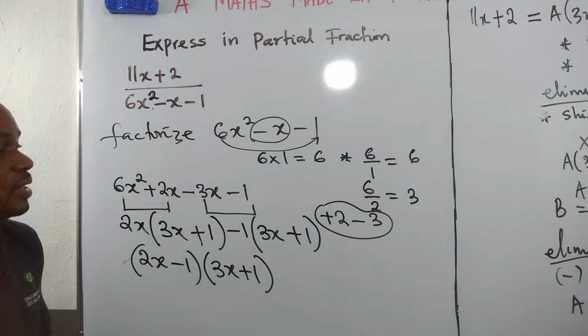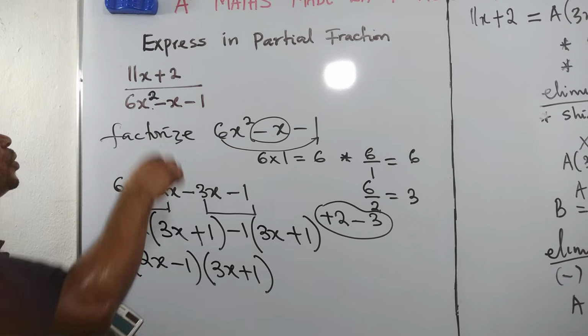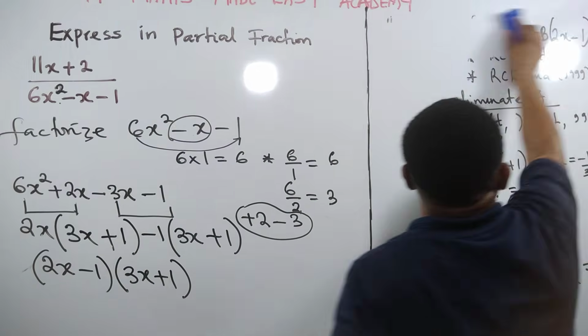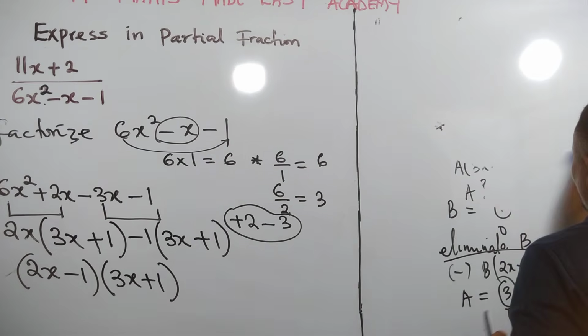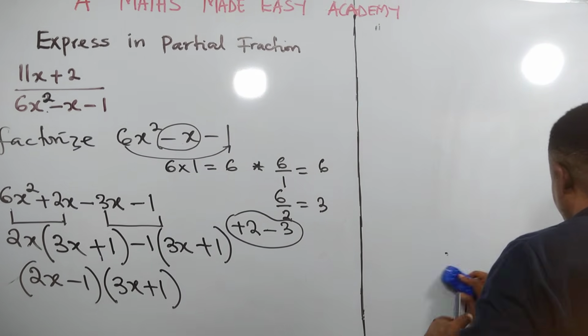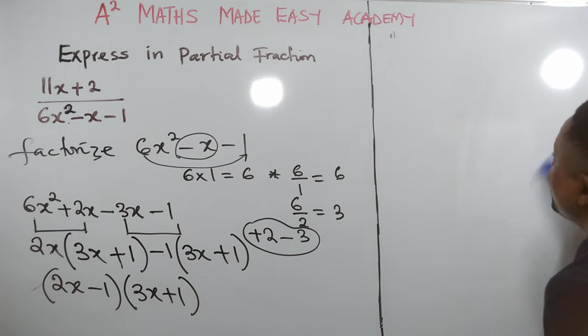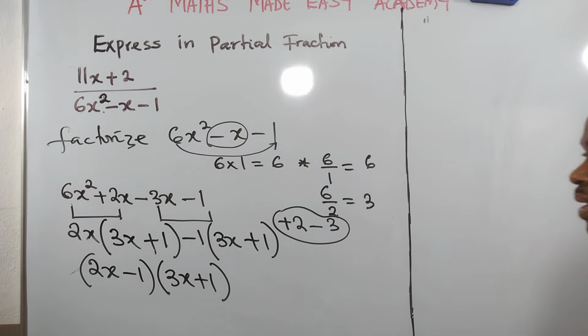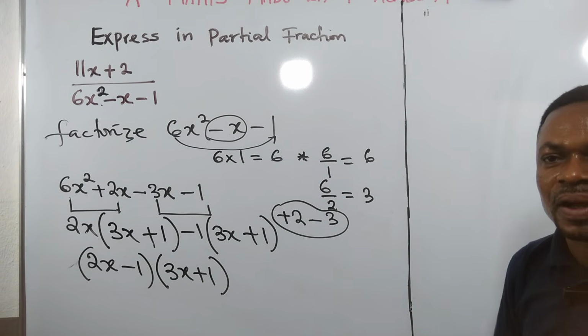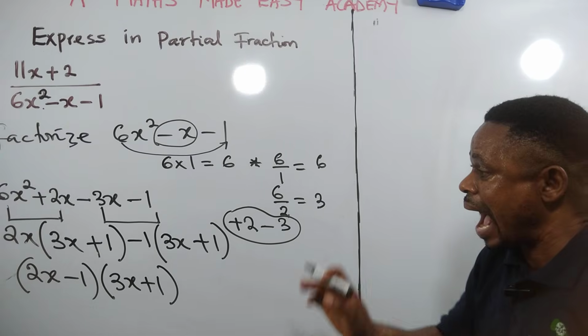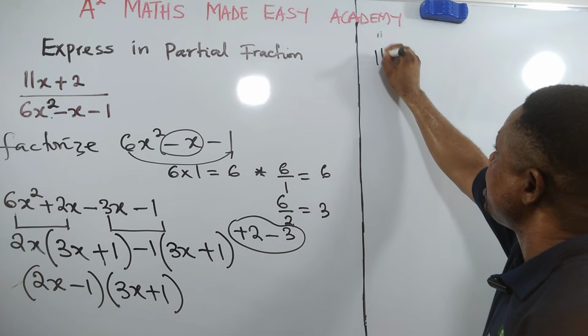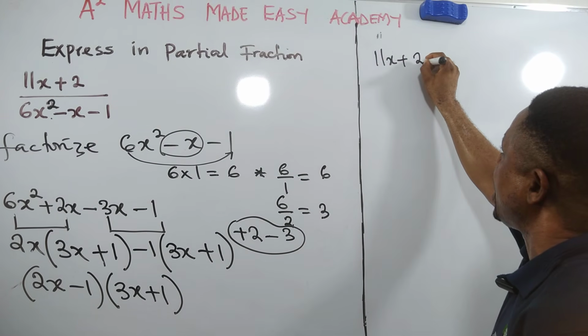Now if that is satisfiable, what else can we do? I want you to observe something here. Oh my goodness. Now watch this. What we are going to do here is very, very simple. Now I want you to observe something here. So we are going to express this now into partial fraction. How? Bring the question. 11x plus 2. Are you there?